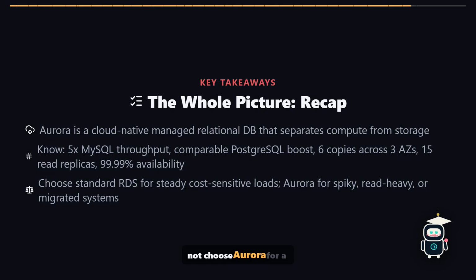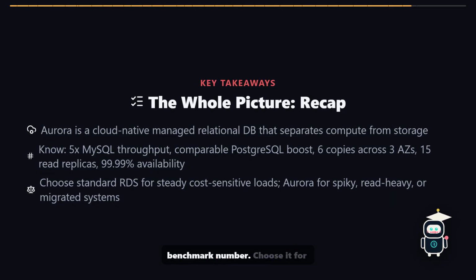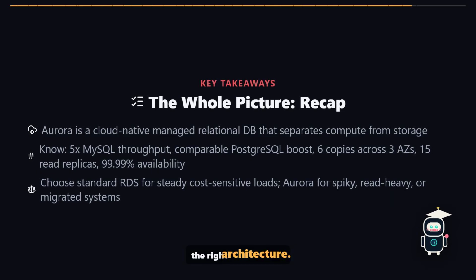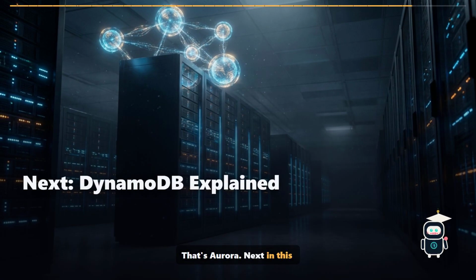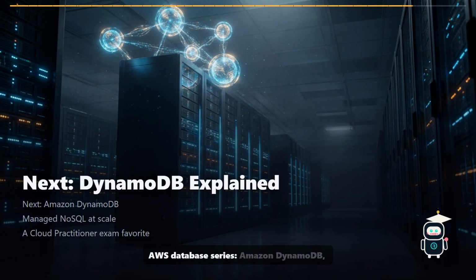Choose Aurora only when its architecture, capabilities, and total cost fit the workload better. Do not choose Aurora for a benchmark number. Choose it for the right architecture. That's Aurora. Next in this AWS database series, Amazon DynamoDB, the managed NoSQL database built for massive scale. We'll cover when a non-relational database beats SQL and why DynamoDB shows up constantly on the Cloud Practitioner exam.